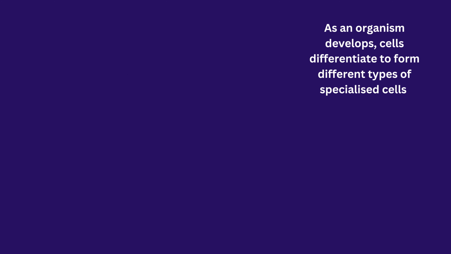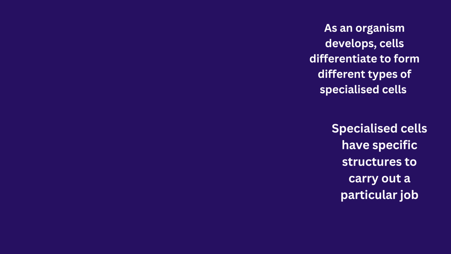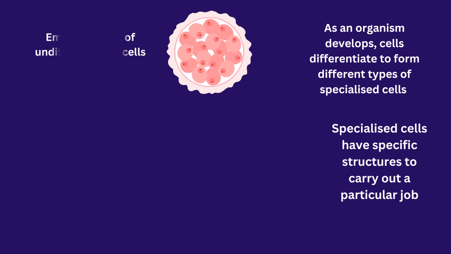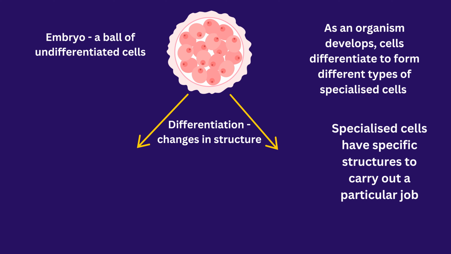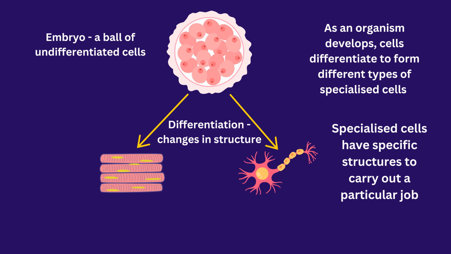As an organism develops, cells differentiate to form different types of specialized cells. Specialized cells have specific structures to carry out a particular job. So for example, on the screen, you're seeing a ball of cells that is called an embryo. The embryo is made up of undifferentiated cells. These cells can go on to differentiate or change in structure to form specialized cells, for example, muscle cells and nerve cells.